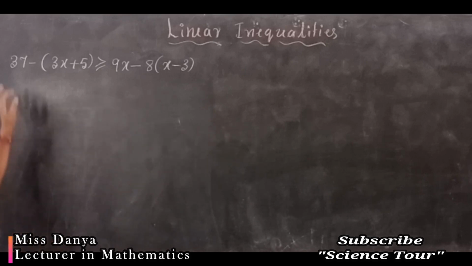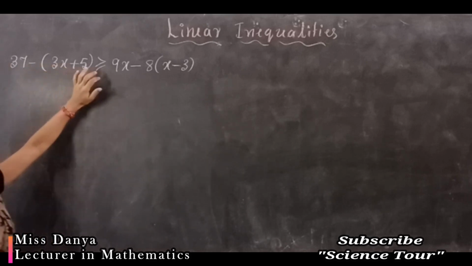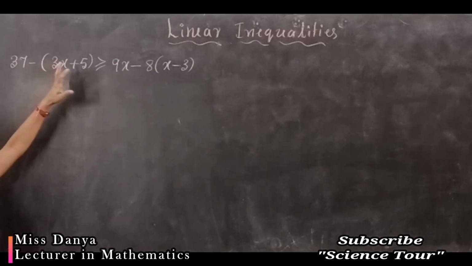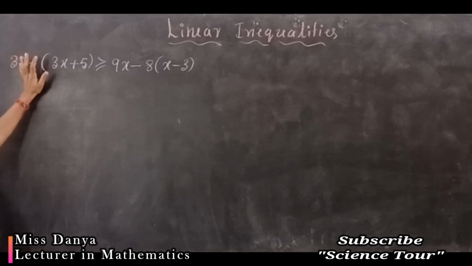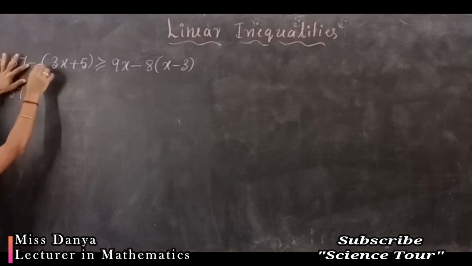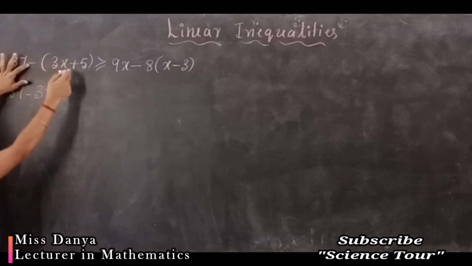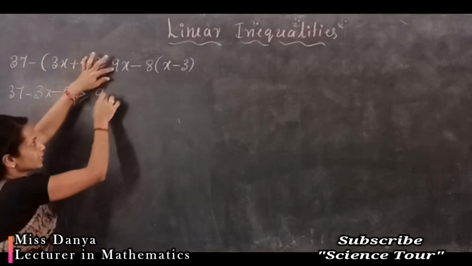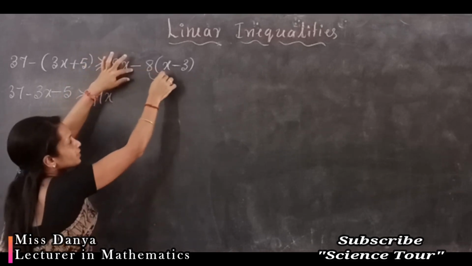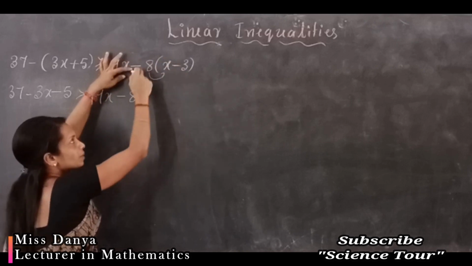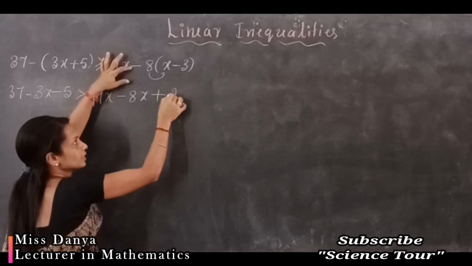Next problem is 37 minus (3x plus 5) greater than or equal to 9x minus 8 into (x minus 3). First you have to simplify this by opening the bracket. Opening the bracket means you multiply the outside by what is inside the bracket. So here 37 is separate. Here minus you have to multiply inside: minus into 3x is minus 3x, minus into plus 5 is minus 5, and the symbol greater than or equal to. Then here 9x is separate. Here you have to multiply minus 8 inside: minus 8 into x is minus 8x, minus 8 into minus 3, minus into minus will be plus, 8 into 3 is 24.